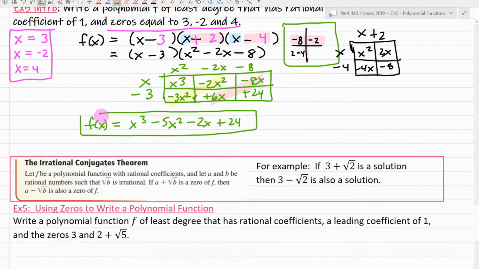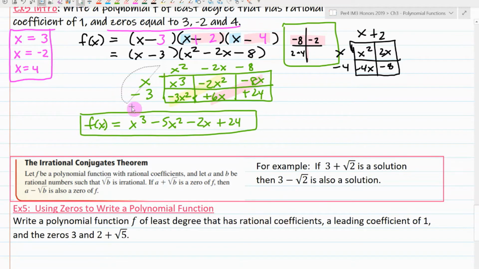So that means that if you used these and plugged any of them in, it would give you a 0 over here. If you put a 3 in for all these x's, if you put in a negative 2 for all these x's, and if you put a 4 into all these x's, you would get that. Also, if you did synthetic division, you would get a remainder of 0 if you used any of those numbers.